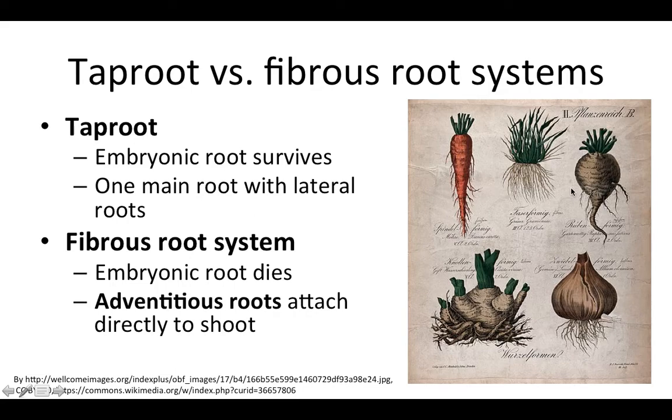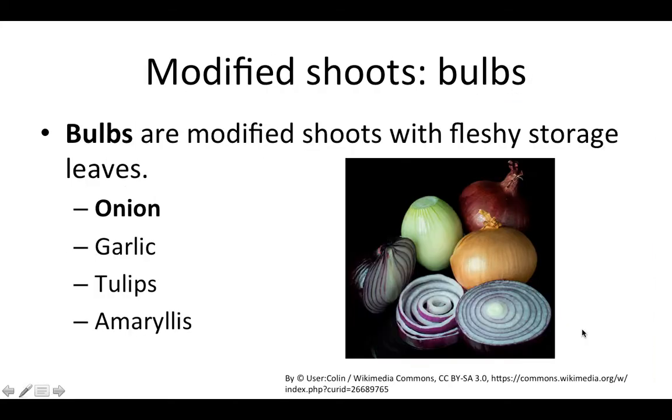In a taproot system, we get a main root. And you can quiz yourself here, but I think it's pretty straightforward. I think this is a radish, and in this case we have a taproot with just a few lateral roots, and then this is an onion, and again we have a fibrous root system. So that ends the root-focused portion of this lecture.